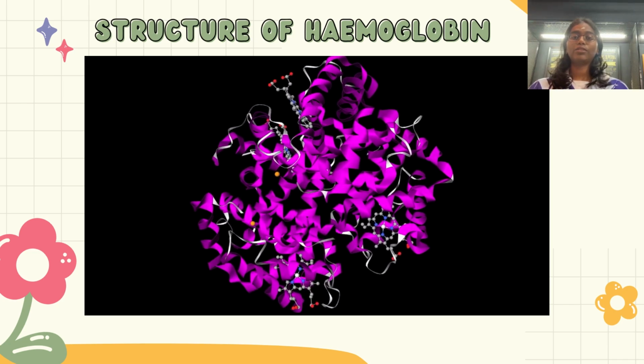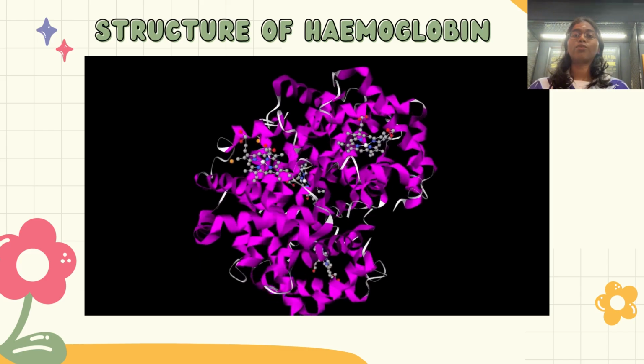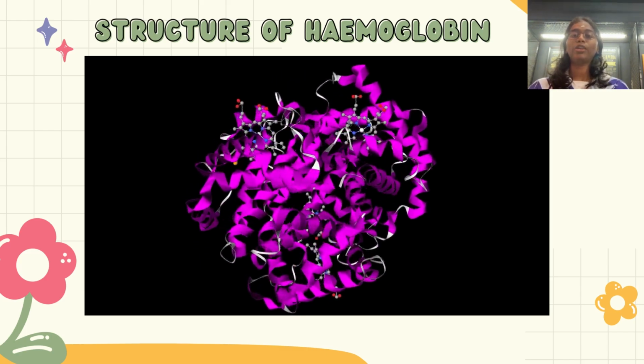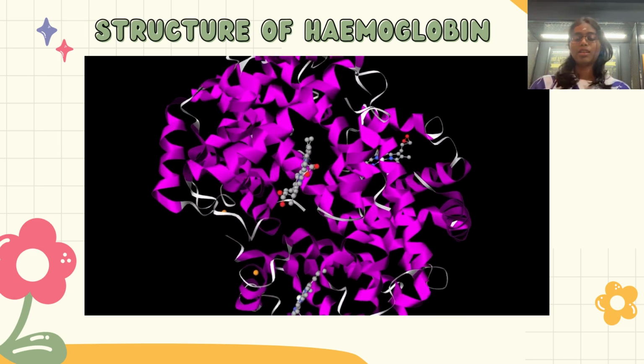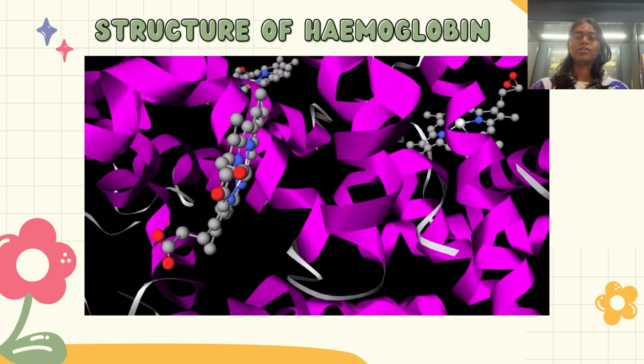Now, let me explain about the structure of hemoglobin. Hemoglobin consists of 4 subunits where an iron atom is bound to a heme group. Now, let's have a look at this video. Here in this video, we can see there are 4 subunits in this hemoglobin.